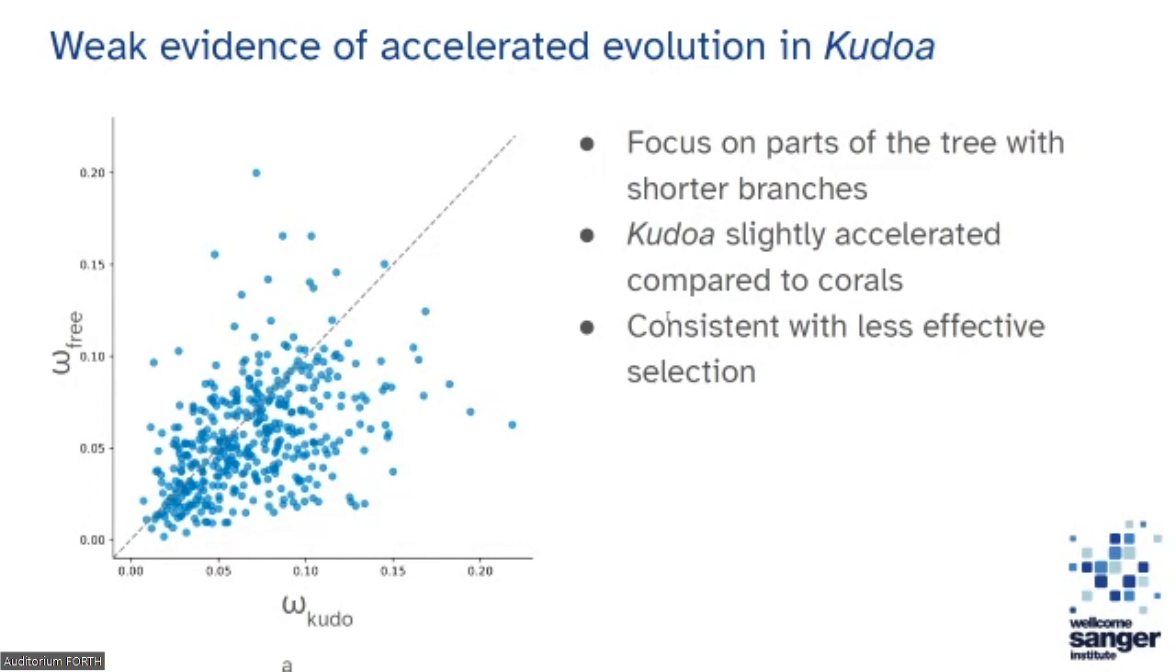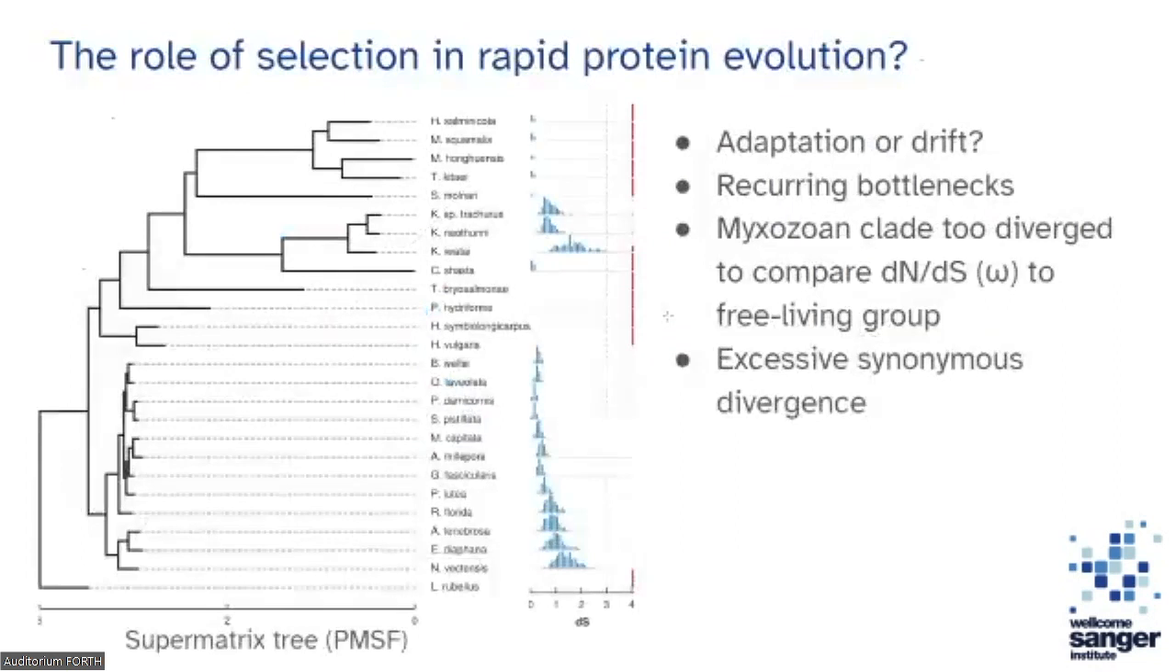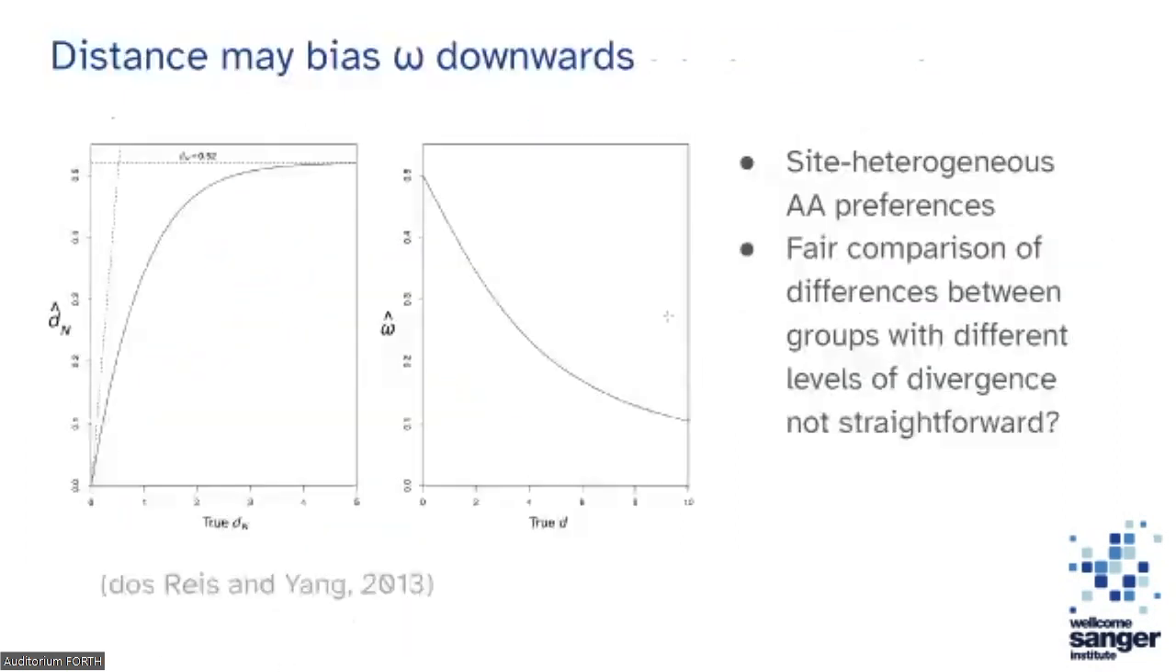What I found is that there's a slight acceleration in Kudoa, and somehow I've got a line break in my axis label, which is on the mislabeled one. But this is in principle consistent with less effective selection, but it's maybe not as staggering as you might expect. And that could actually also be to do with the fact that these are still relatively long branches.